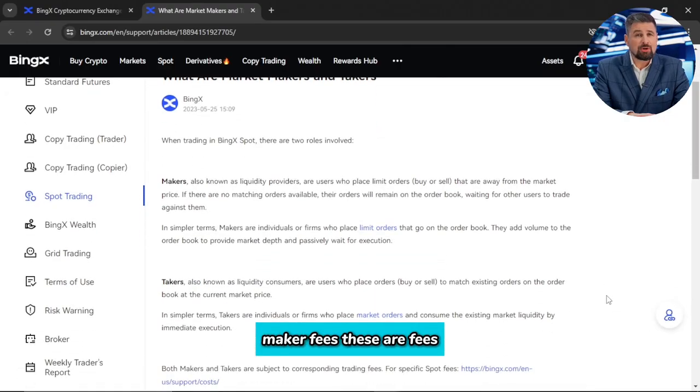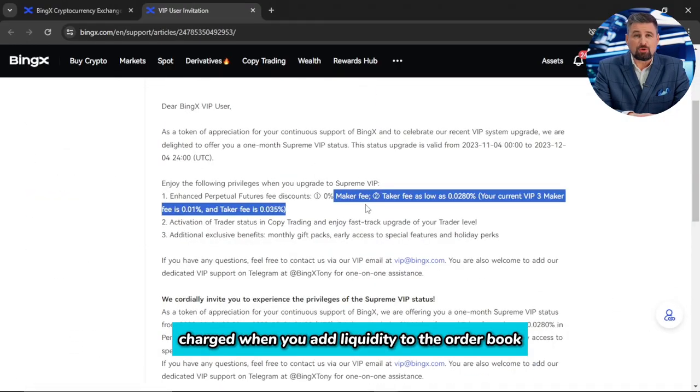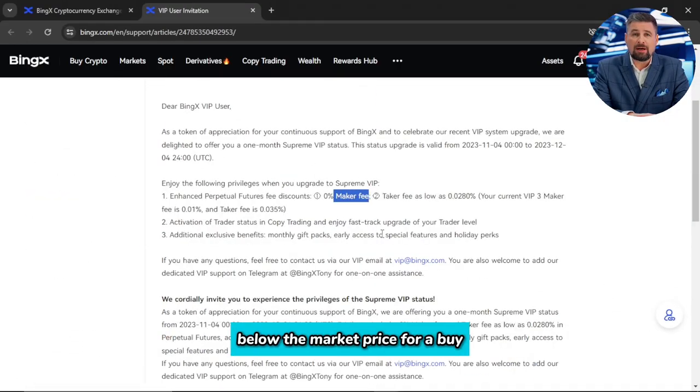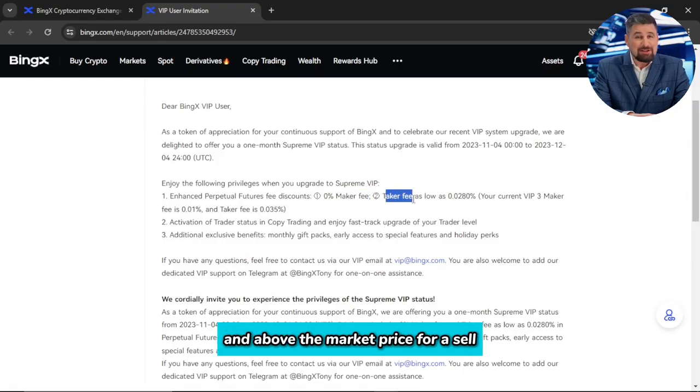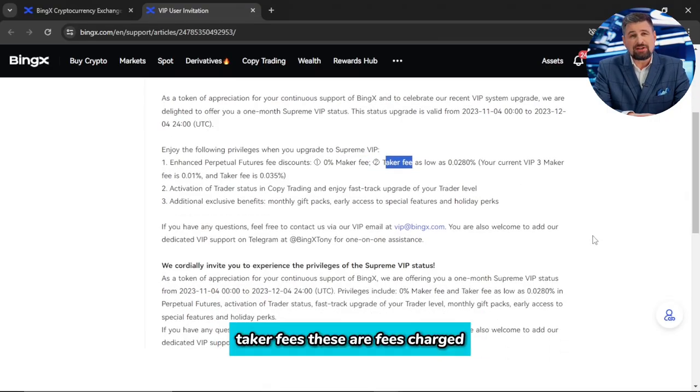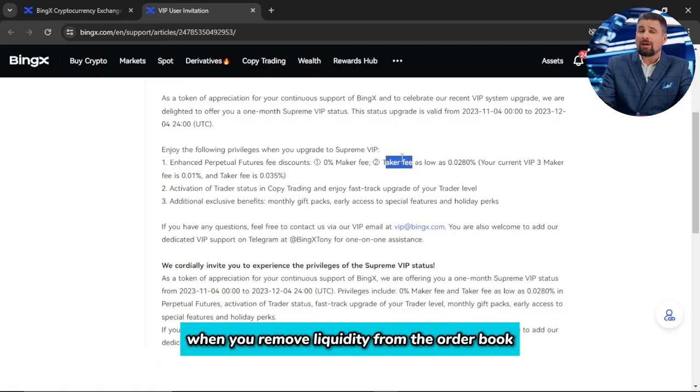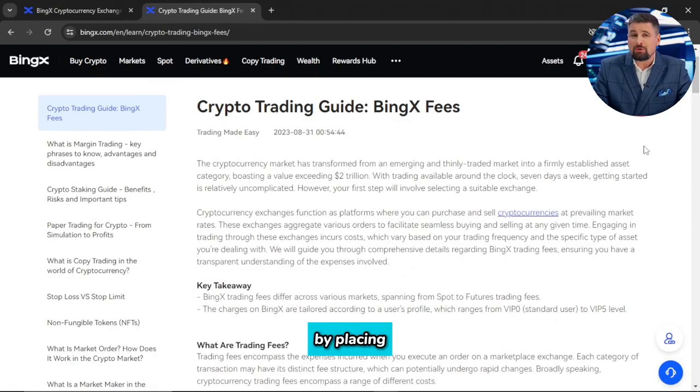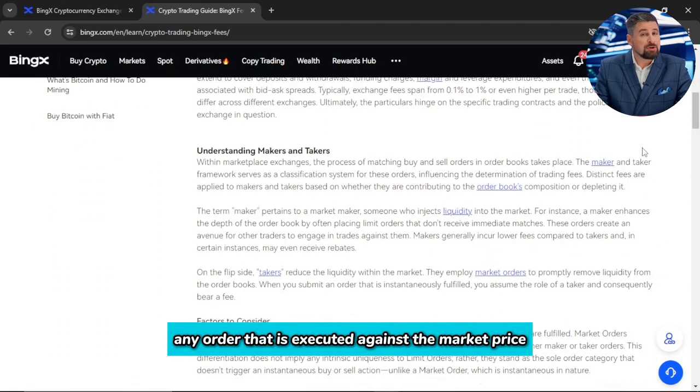Maker fees. These are fees charged when you add liquidity to the order book by placing a limit order below the market price for a buy and above the market price for a sell. Taker fees. These are fees charged when you remove liquidity from the order book by placing any order that is executed against the market price.